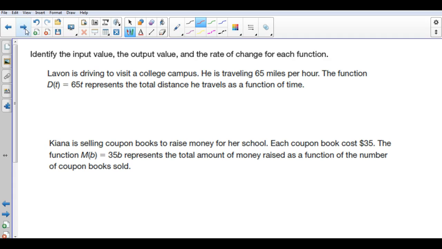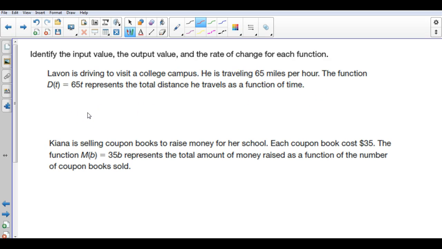These ones, we're going to do input value, output value, and rate of change. It's going to work very similar to what we did for independent and dependent. We're going to have input and output values. And we're also going to identify the rate of change here, and we'll talk about what that means. So in this first example, we're talking about a person that's driving 65 miles per hour visiting a college campus. Here's your function, d of t equals 65t. And it represents the total distance traveled as a function of time.